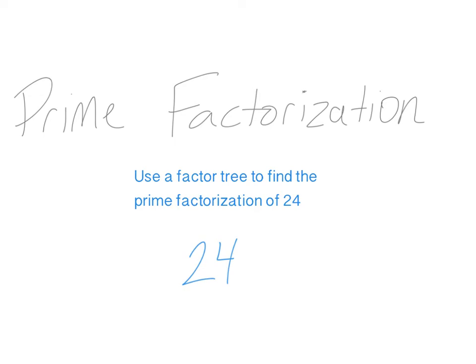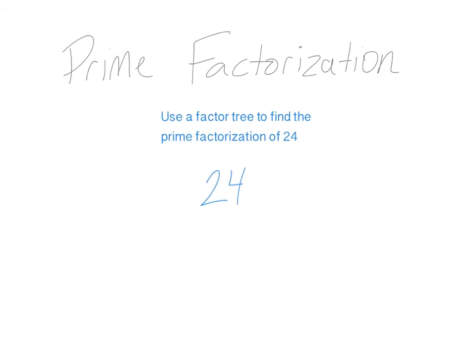Prime factorization. We're going to use a factor tree to find the prime factorization of 24. What do I mean by a factor tree? Let's talk about factor trees. All right, factor trees are really easy. You can start a factor tree in a number of ways. How can I start a factor tree? Think about what we just did.